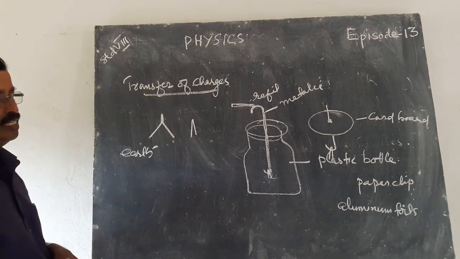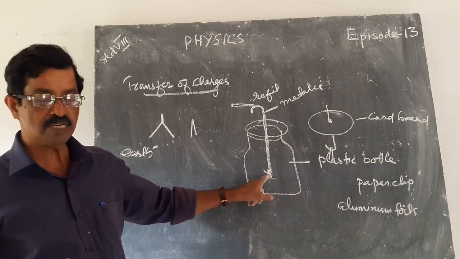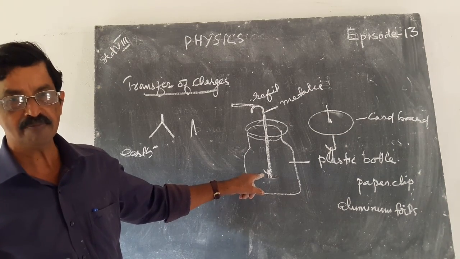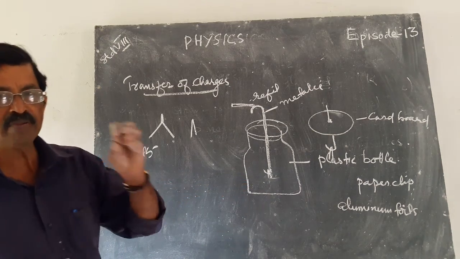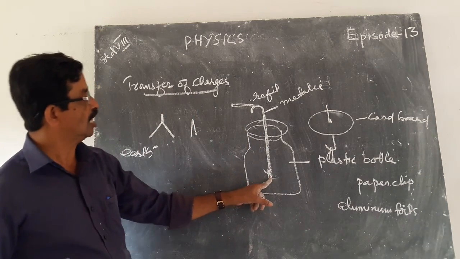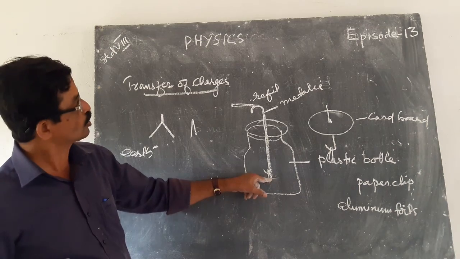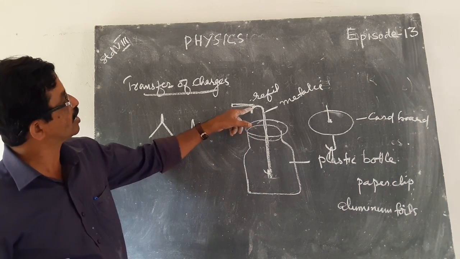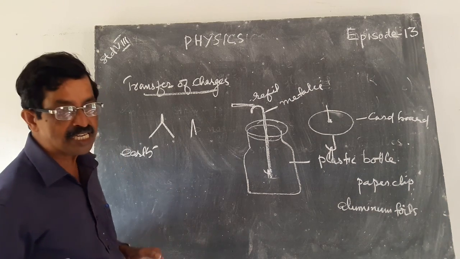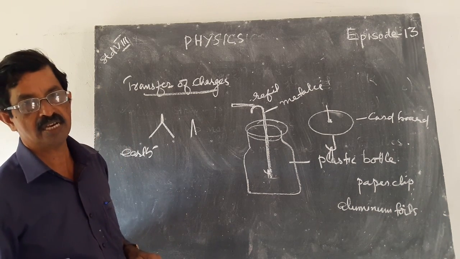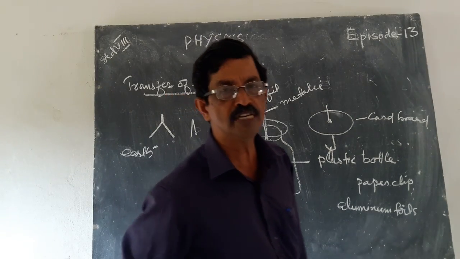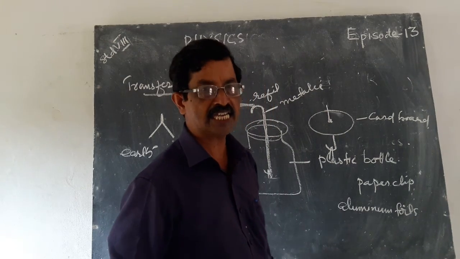The charge present in this body is transferred to earth. Who is the medium there? That means the charge in the aluminum foil is transferred to this metallic conductor and then our body, and through our body it goes to the earth. And this phenomenon is actually called earthing.